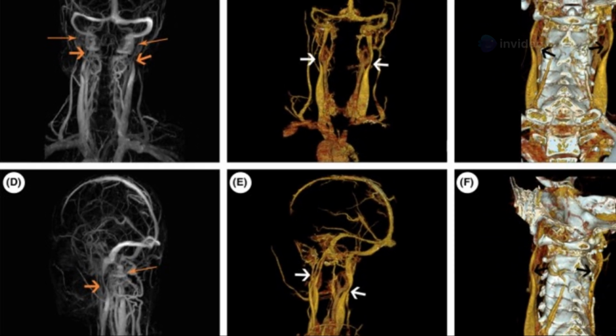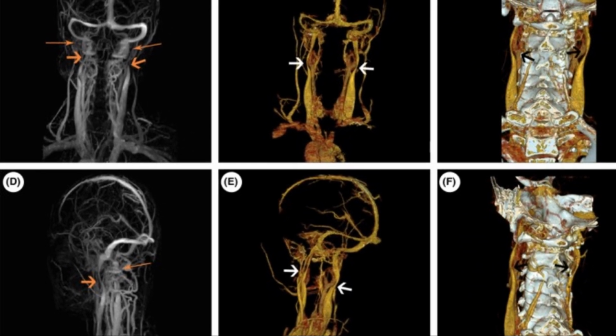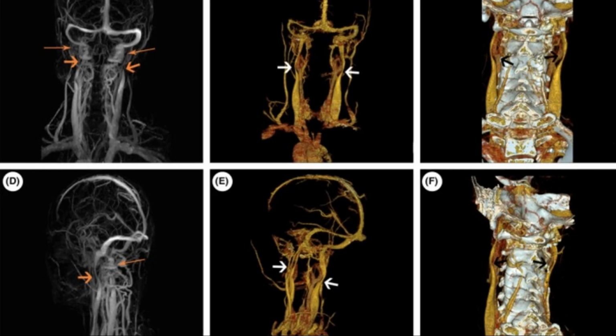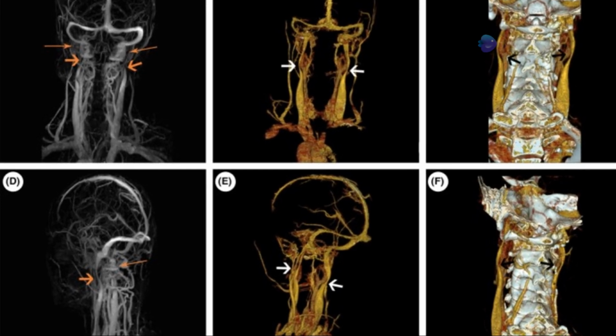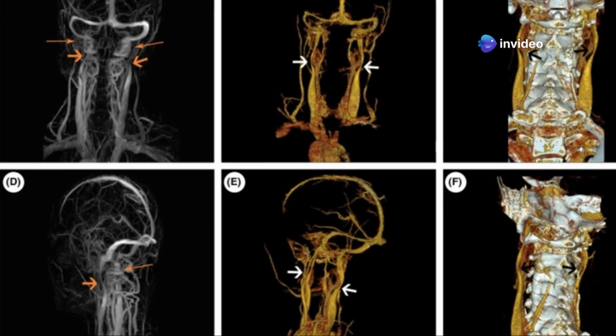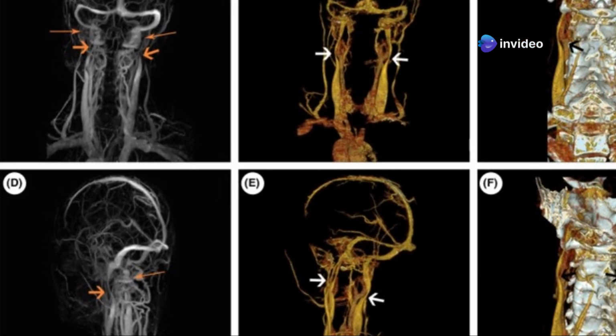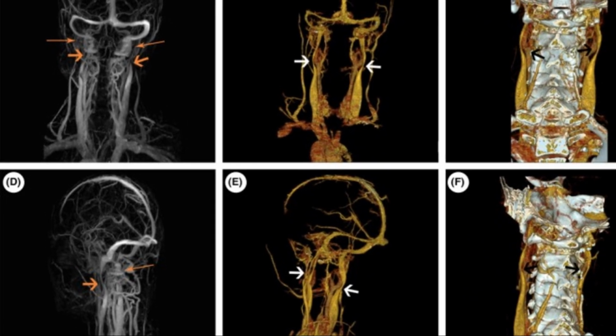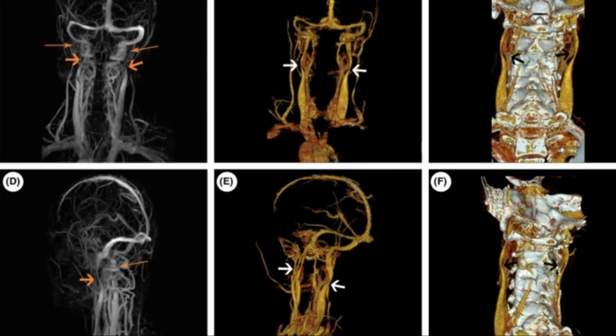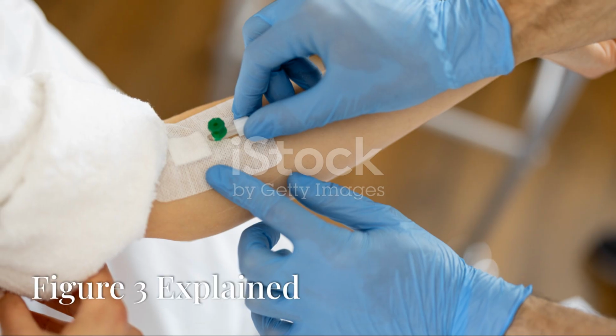The three-dimensional CT reconstruction images provide another perspective on JVOD. These images suggest that the internal jugular vein stenosis in these patients is likely due to compression from nearby arteries. This highlights the importance of considering anatomical relationships when diagnosing JVOD.